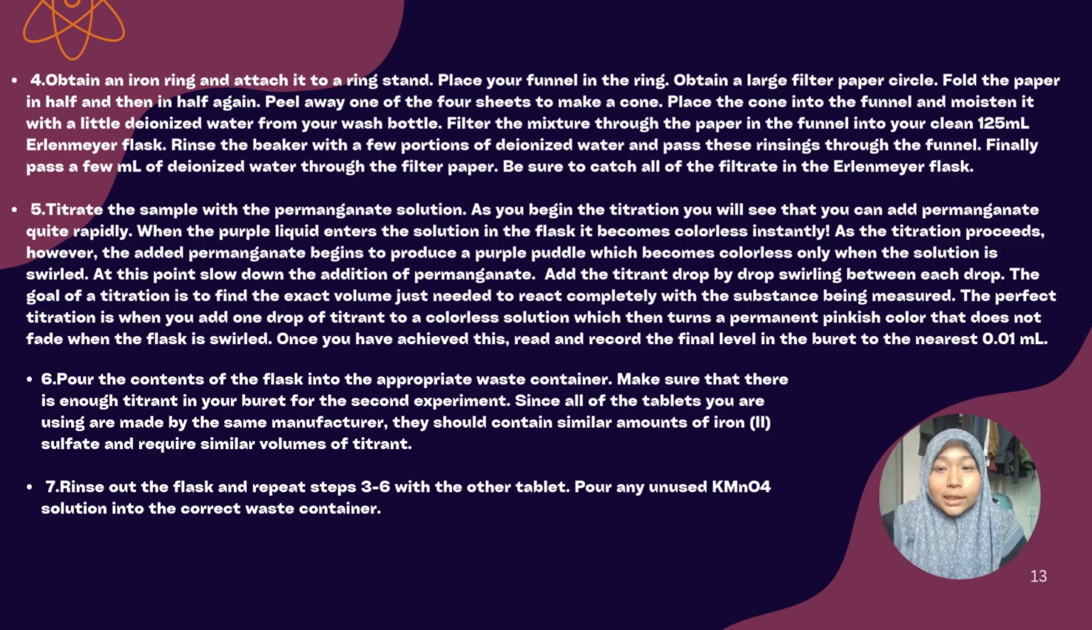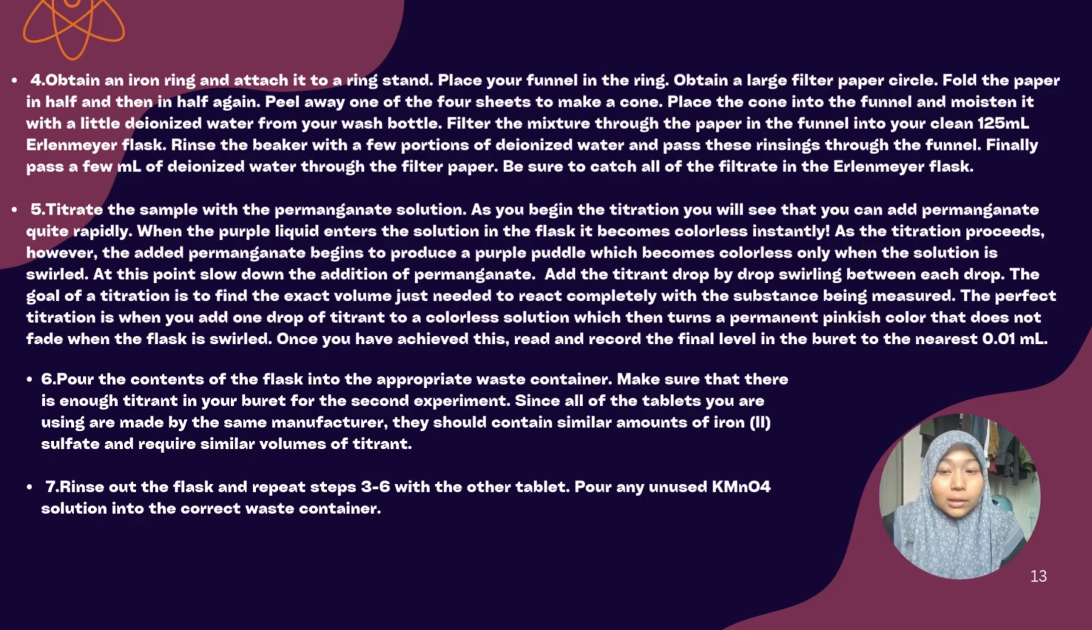Step 5. Titrate the sample with the permanganate solution. As you begin the titration, you will see that you can add permanganate quite rapidly. When the purple liquid enters the solution in the flask, it becomes colorless instantly. As the titration proceeds, however, the added permanganate begins to produce a purple color which becomes colorless only when the solution is swirled. At this point, slow down the addition of permanganate. Add the titrant drop by drop, swirling between each drop.